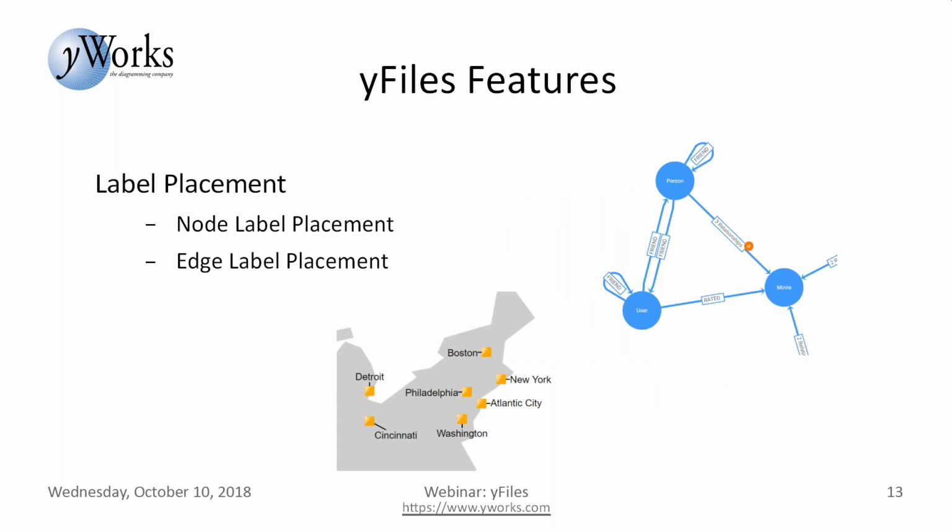There are also automatic label placement strategies. So you can place node labels, like you see in this map example, or edge labels, like you see on the right. You can place these labels automatically so they don't overlap with other graph items.